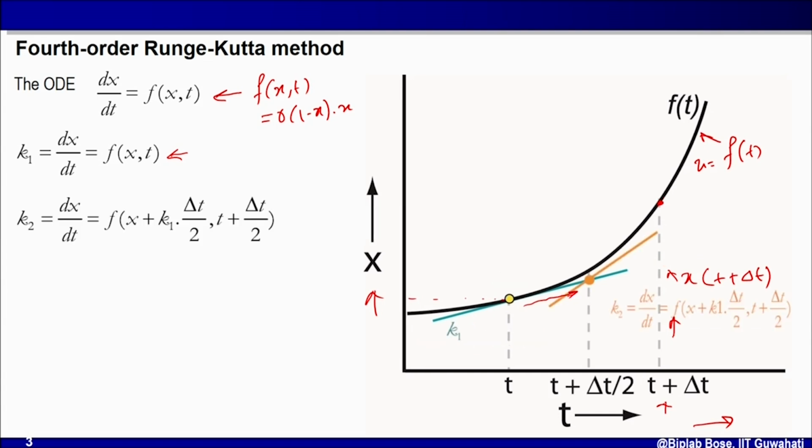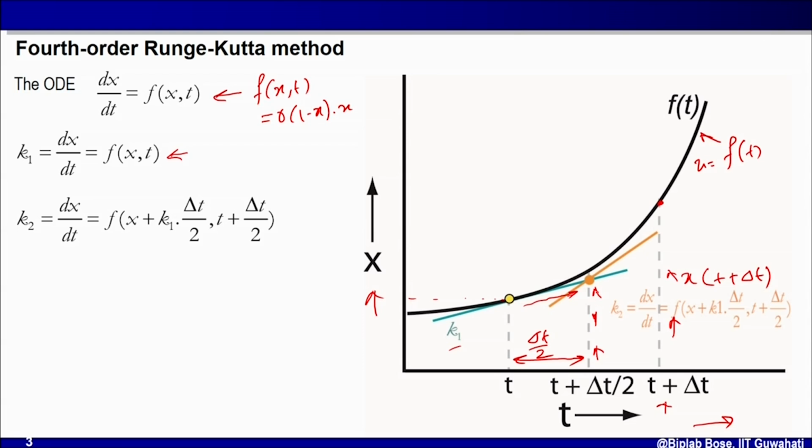Now, what if I do some modification? What I do, I extend this tangent at this yellow point along with a slope k1 up to the midpoint, that is up to t plus delta t by 2. So this is halfway, delta t by 2. So if I draw a vertical line at t plus delta t by 2, that is the dotted line shown here, that intersects this blue line at this orange dot. So this position it intersects.